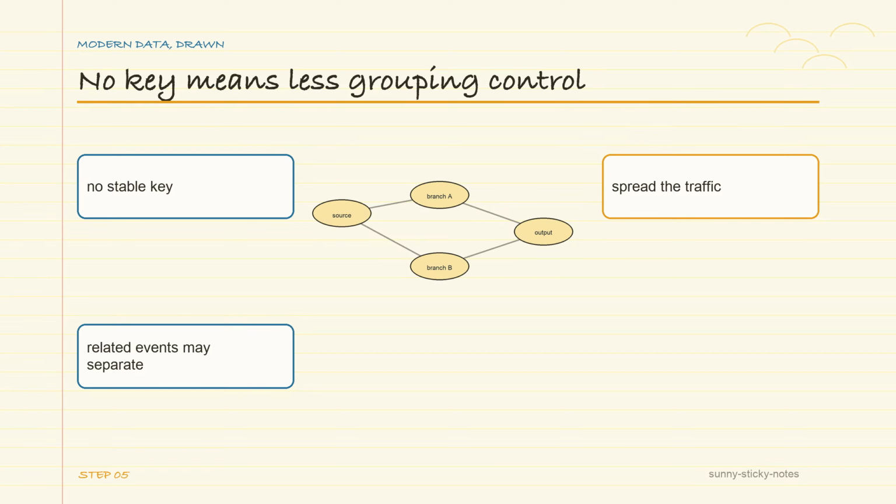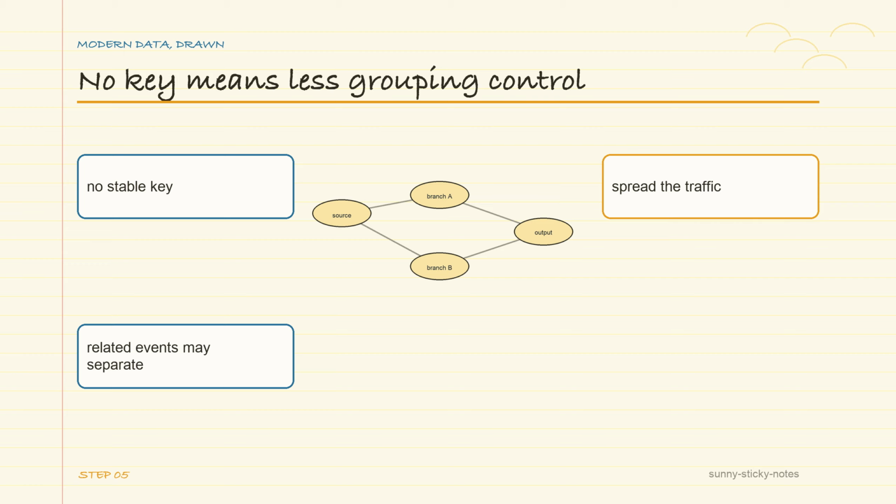With the previous step in place, the next piece becomes easier to see. Without a key, a producer can distribute records across available partitions. That can balance traffic well, but related events may land in different partitions and have no shared order.